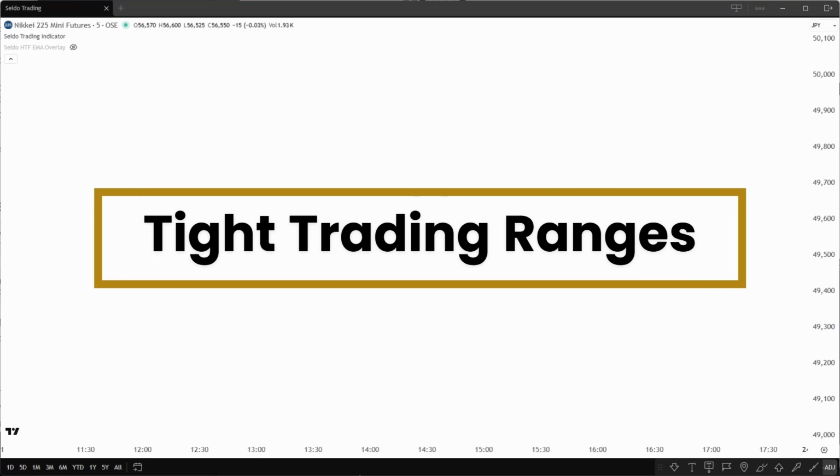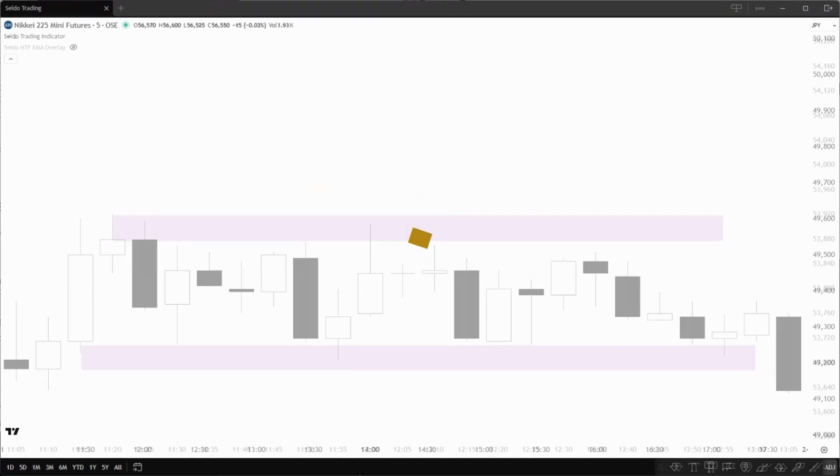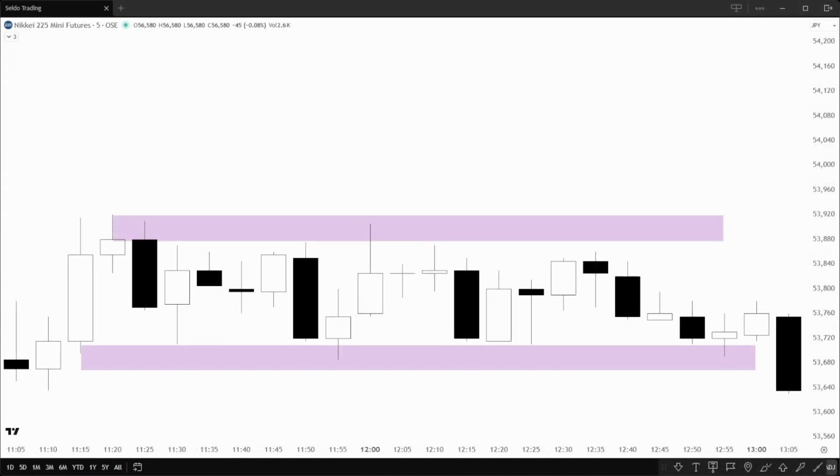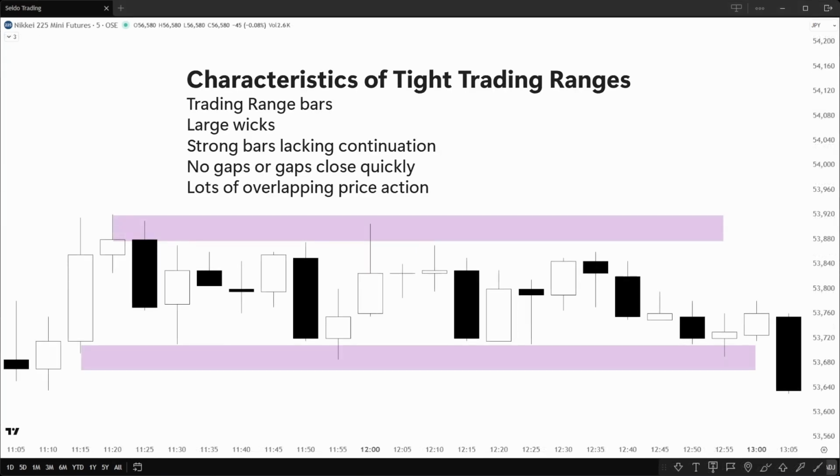Markets tend to continue doing what they have been doing. A general observation to carry forward is that roughly 80% of breakouts fail. Price action that looks like this, tight trading ranges, can be very difficult for developing traders to navigate. Characteristics of this type of price action include trading range bars. Lots of large wicks, either on the top, the bottom of bars, or even both. You occasionally get strong bars, but the strong bars have no follow through.